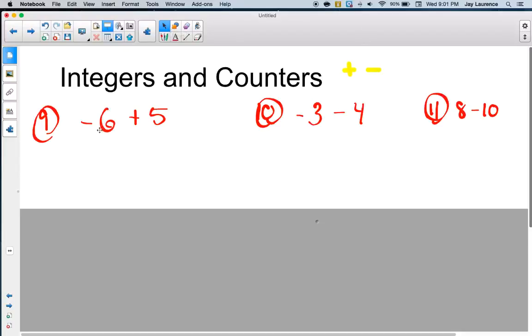Okay, I am going to use counters, positive and negative counters, to cancel each other out. Now remember, when I have a negative number, that means I have that many of the negative. So you see, this is negative 6. There must be 6 negatives. So I'm going to go 1, 2, 3.